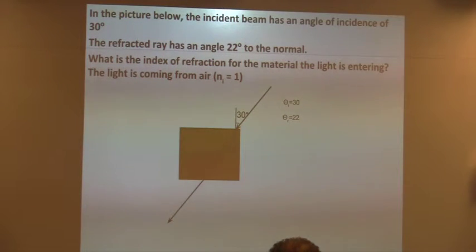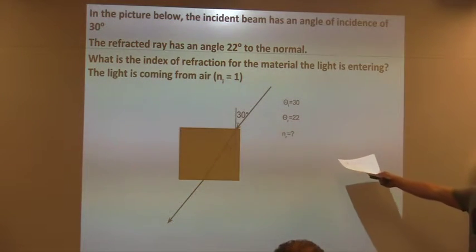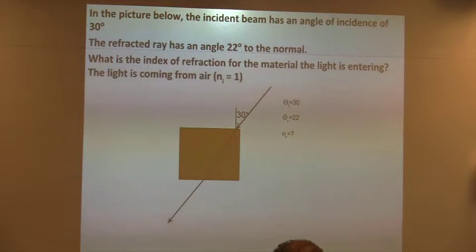So the question is, what is the index of refraction of the material? So we want to know how much this is bending light. That's what we're trying to figure out. Okay? We're trying to figure out how much is this medium bending the light. So, you write this down, right? You write this down, that's your question mark. That's what you want to know.